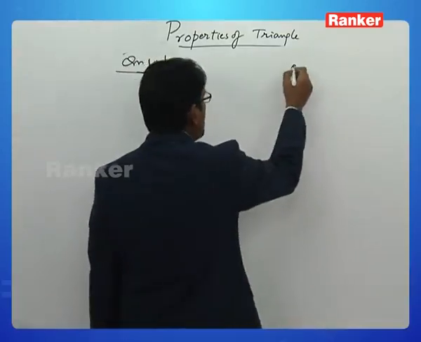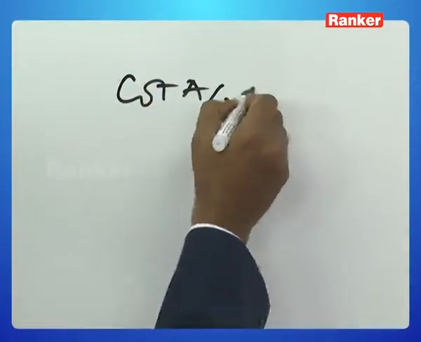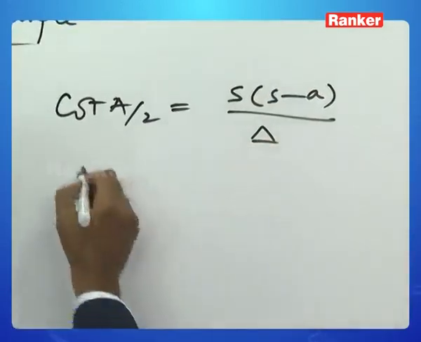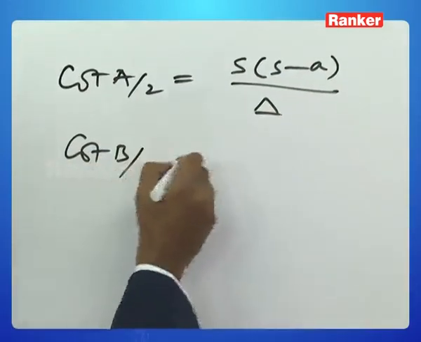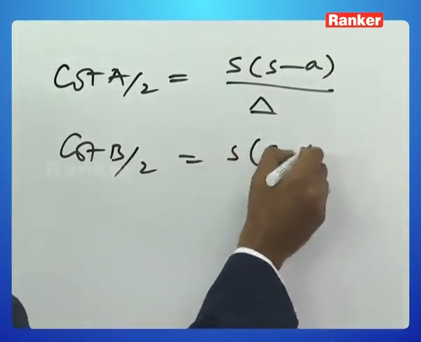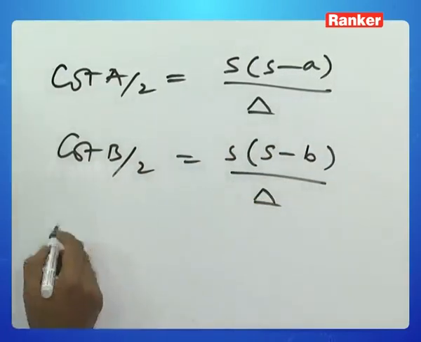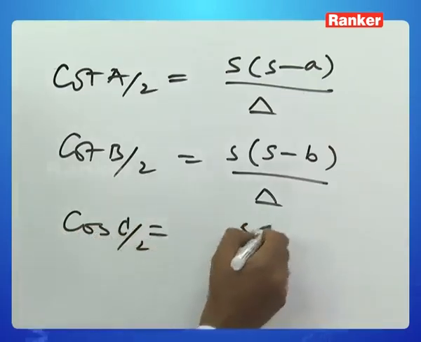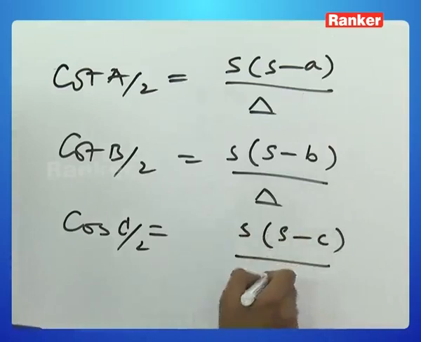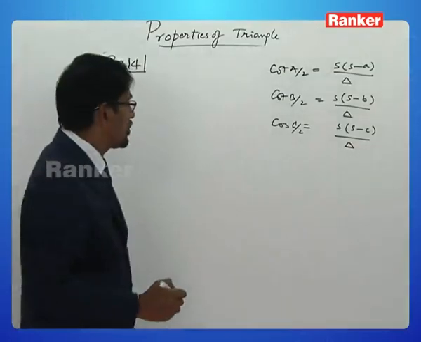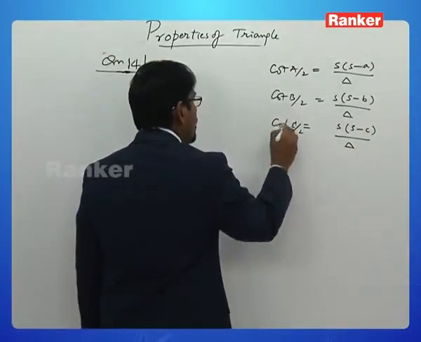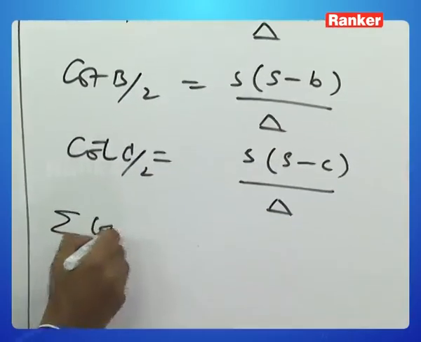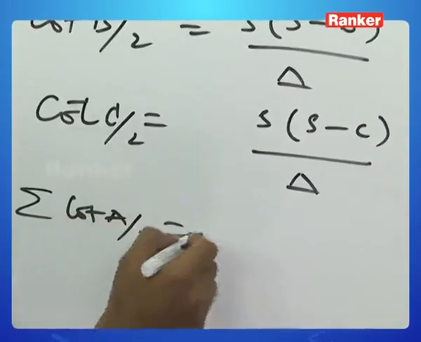Now we have a formula, cot A by 2 is equal to s into s minus a by delta. Cot B by 2 will obviously be s into s minus b by delta. Cot C by 2 is equal to s into s minus c by delta. So when you add them up, what do we have? Sigma cot A by 2 is s by delta.